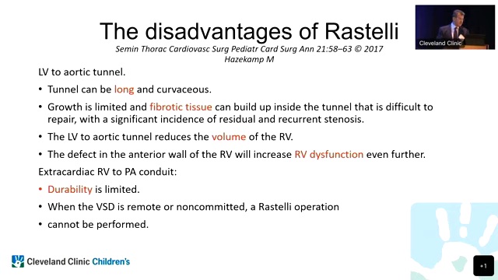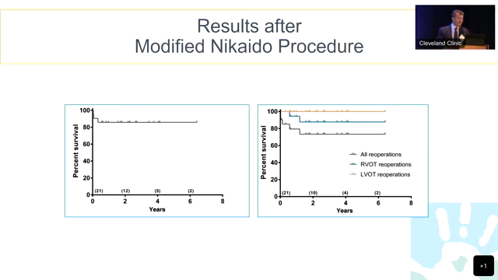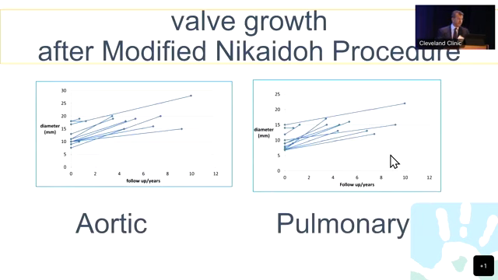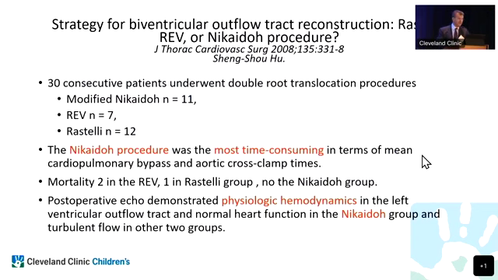The disadvantage of Rastelli, we've talked about it, I'm not going to dwell on that. With the modified Nikaidoh, as you would see here, interventions for the left ventricular outflow tract are fairly minimal, if any. An RVOT still, you will need to come back because there's no valve in there. Sometimes you could put a unicuspid in there. The growth of the aortic valve and pulmonary valve is clearly present because it is all autologous tissue, or the majority of the pulmonary outflow tract is autologous, apart from the patch material.